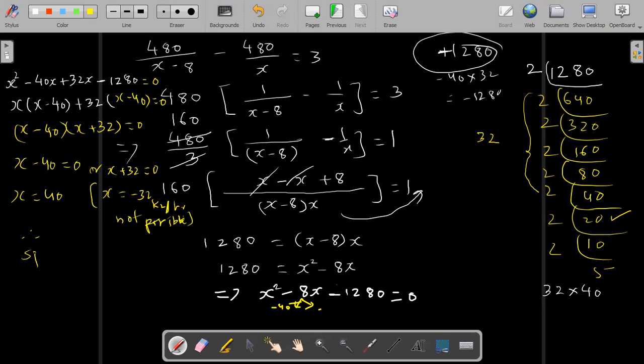So the speed of the train is equal to 40 kilometers per hour. Yes, we have to write only the quadratic equation, but we are solving it also here because in the next type of questions, we have to solve the quadratic equation by factorization that we have started now. Solve it also. Okay, got it.